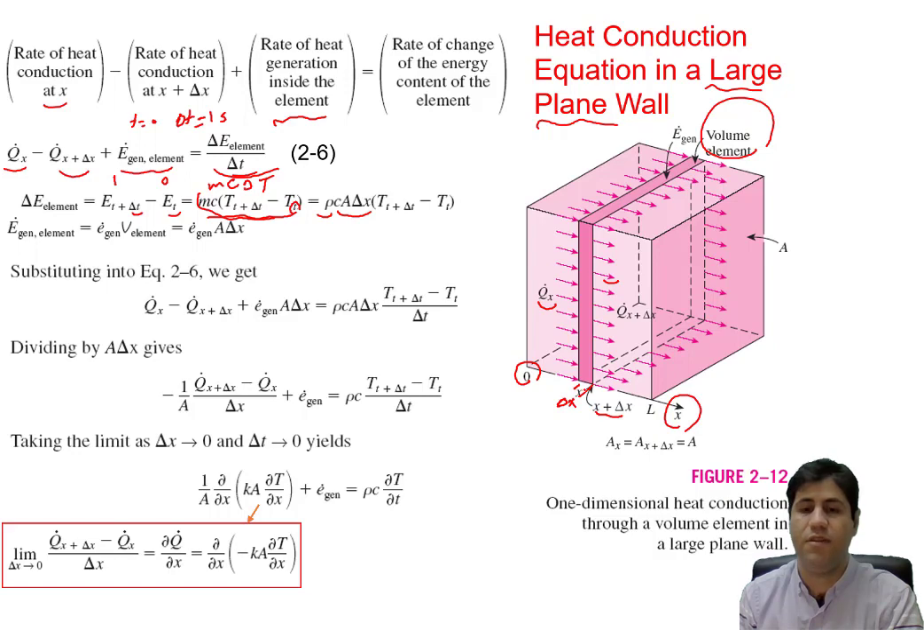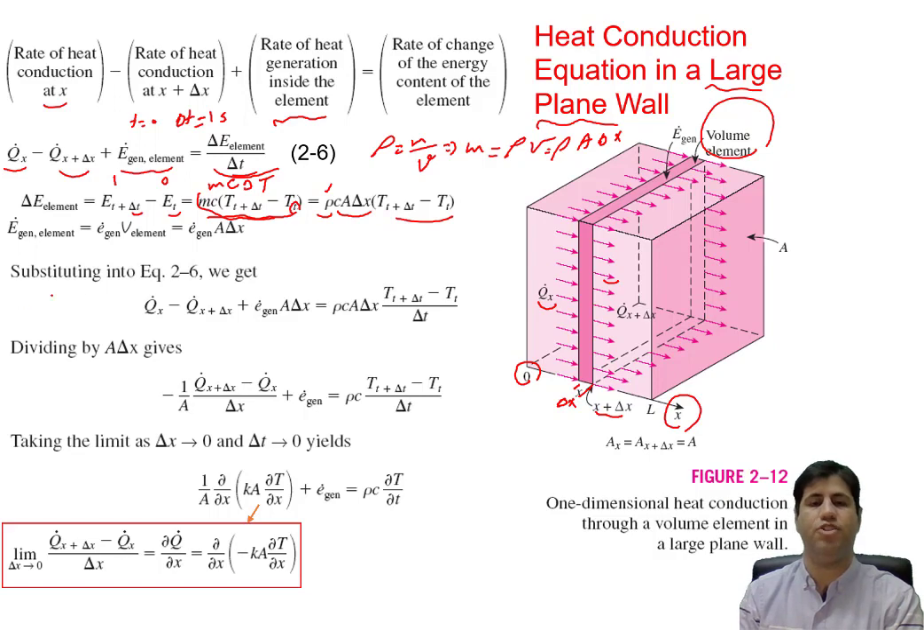This is our element, and this is Δx. This is the surface area, so the area times the thickness gives us the volume of this element. Rho is the density, equal to m by V, so m will be rho V. Rho is the density of the substance or medium, and V is A times Δx. Simply, we substitute here T, the temperature difference between these two points, x and x plus Δx.